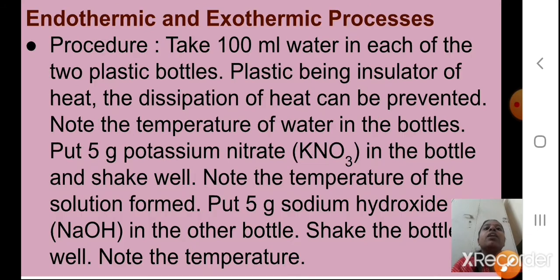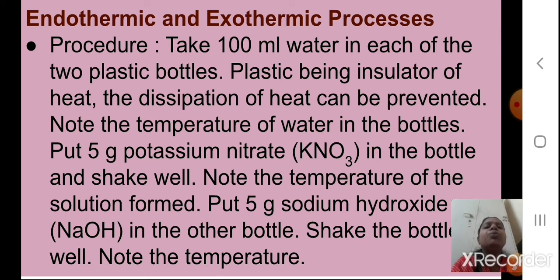Okay, so now the next part we are going to study students, that is the endothermic and exothermic processes. We have studied 4 different types of chemical reactions now: combination, decomposition, displacement and double displacement reaction. You have to learn by heart the definition and remember one example. Okay, now we are proceeding towards endothermic and exothermic processes.